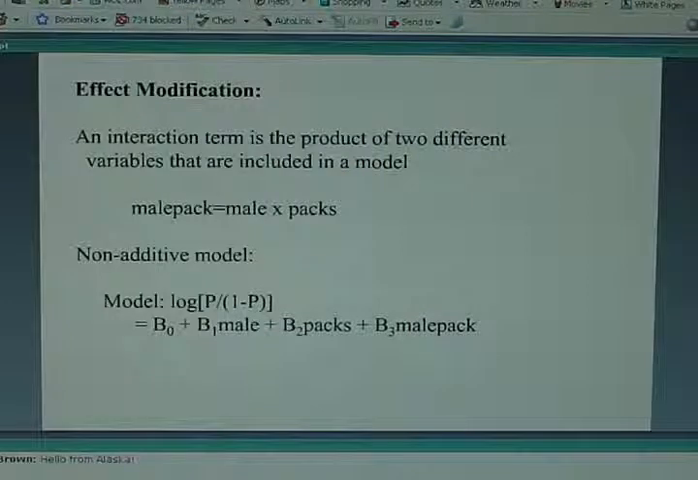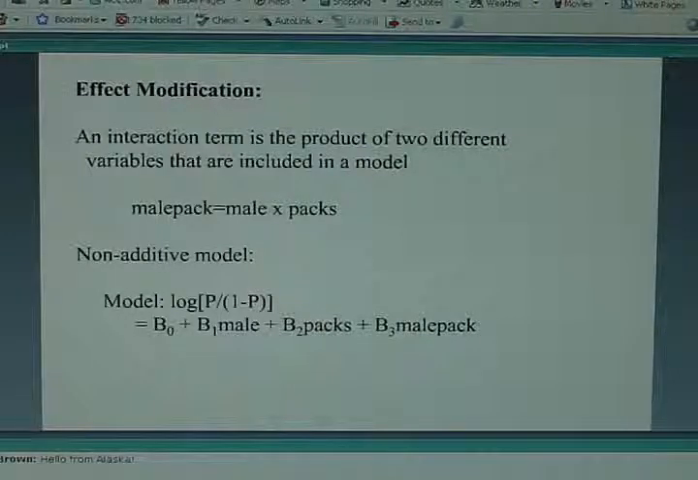So if you were a 1-pack-a-day male, your value for male PAX would be 1 times 1, or 1. If you're a 3-pack-a-day smoking male, your value for male PAX would be 1 times 3, or 3. If you're a female who doesn't smoke, your value for male PAX would be 0 times 0, or 0. So your value for male PAX depends on your value for male and depends on your value for PAX.